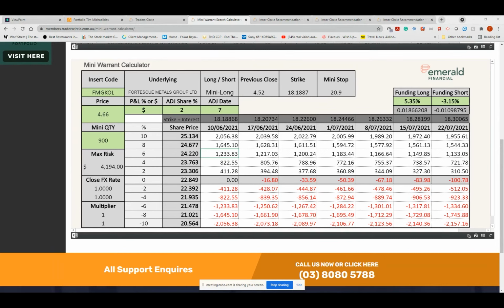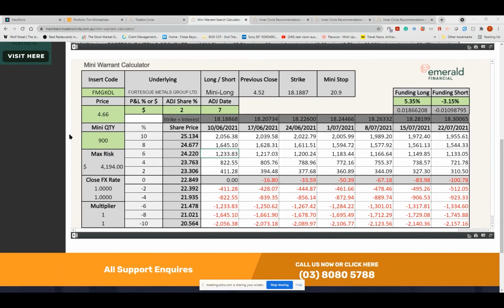Yes, there is. Sorry, just to answer a quick question there, Tim. Are there mini warrants on the XJO? Yes, there is. You can trade mini warrants on XJO. You can trade them on the Nasdaq. You can trade them on the S&P 500 in the US. So you can trade some of the world futures markets, which is really good.